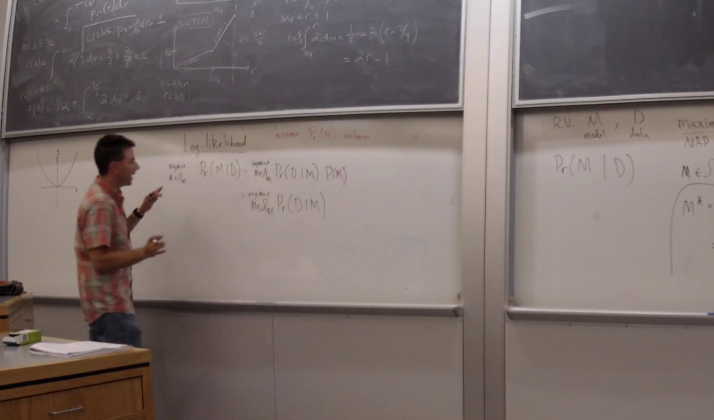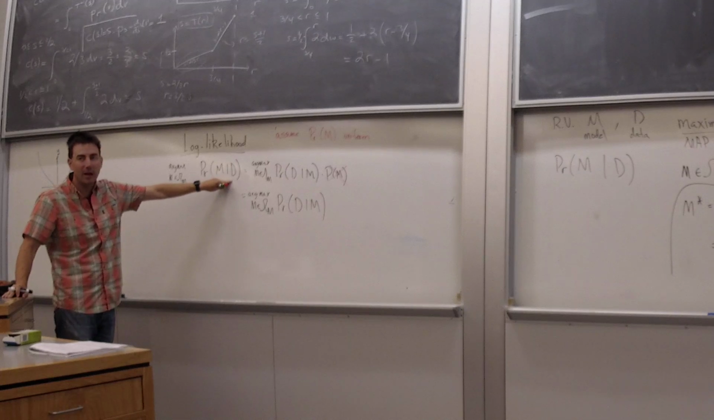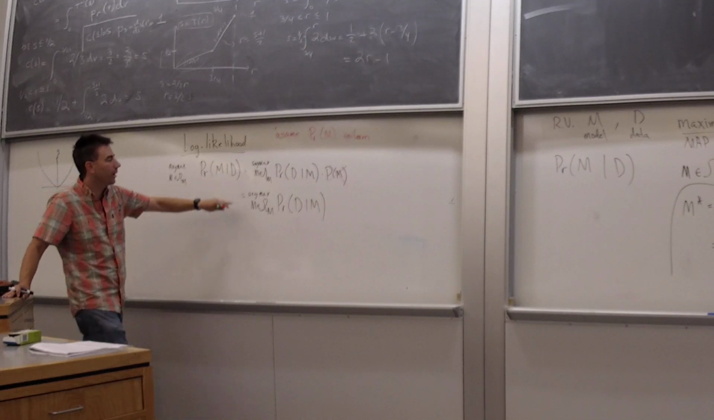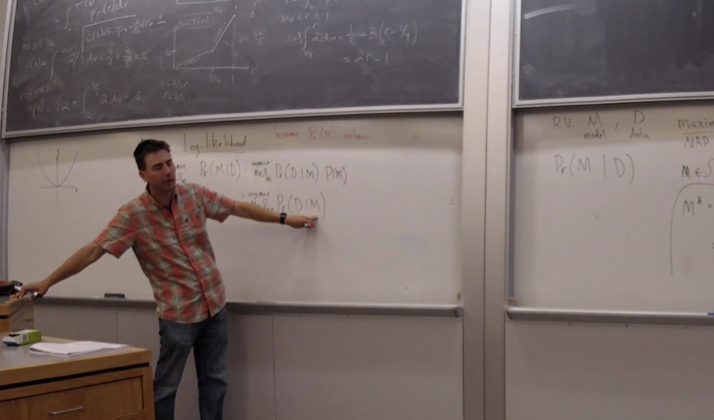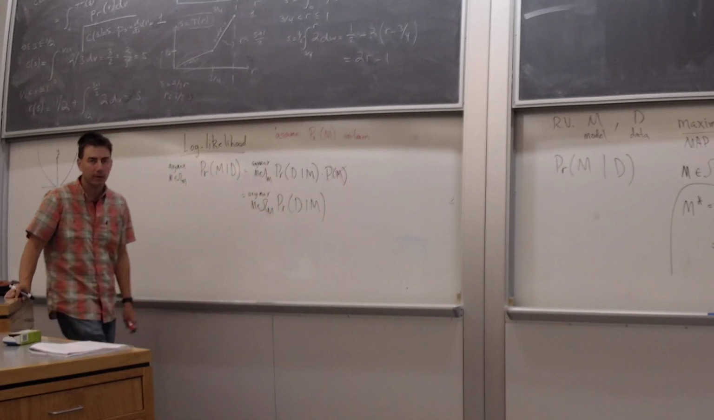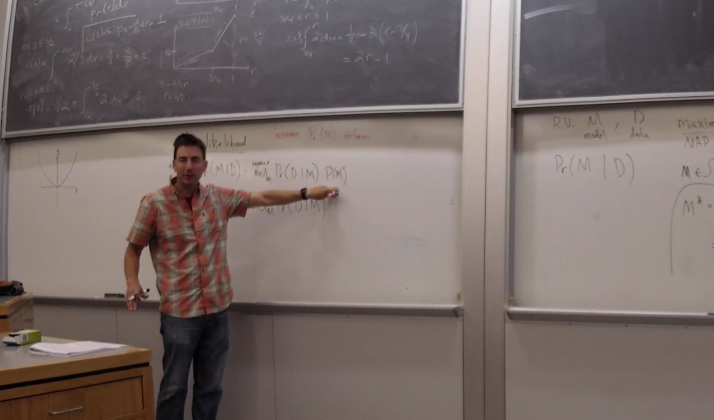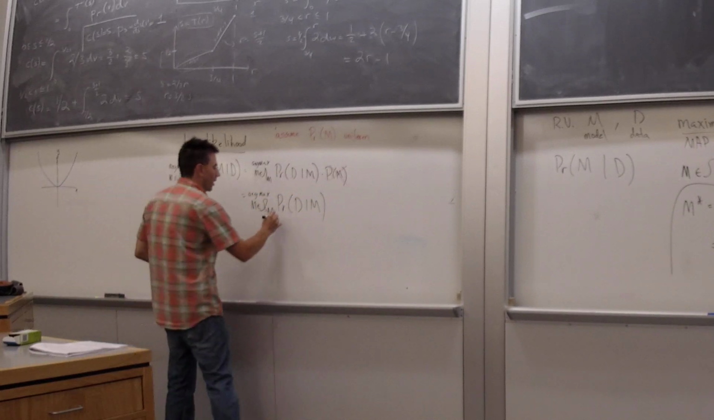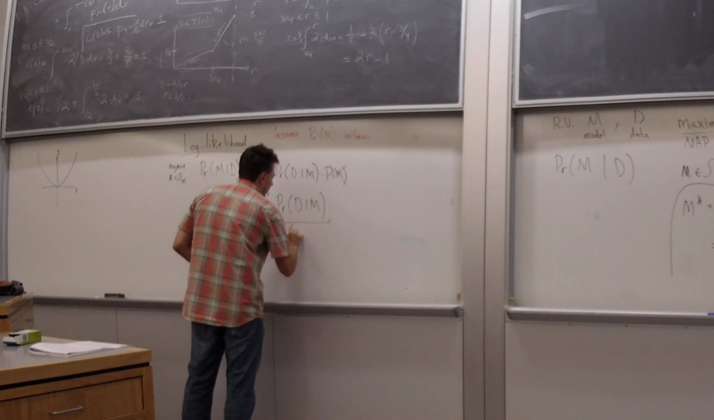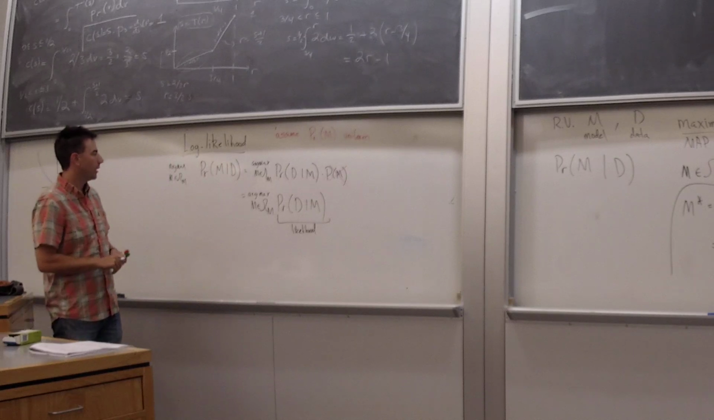So then if that's the case, I can say the probability of the model given the data has the same optimum as the probability of the data given the model. If I don't assume anything about this term, which is called the prior, then I can set this aside, and this is called the likelihood. So this is the likelihood of the model.